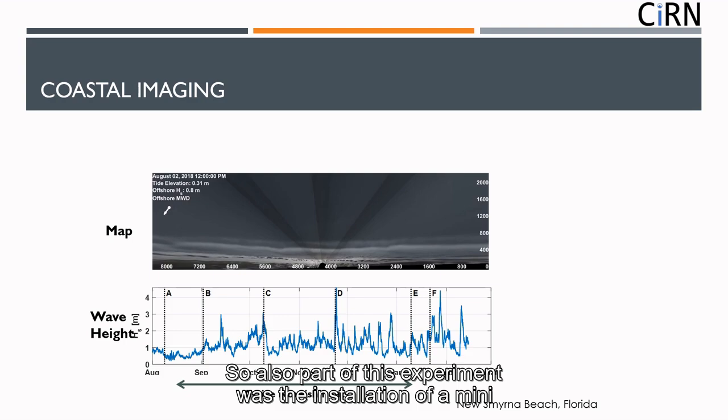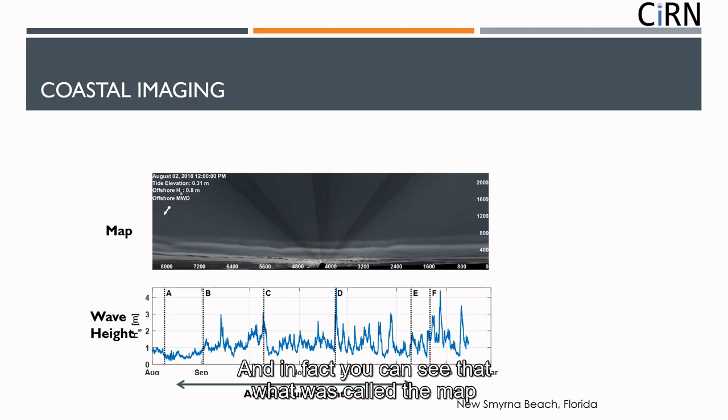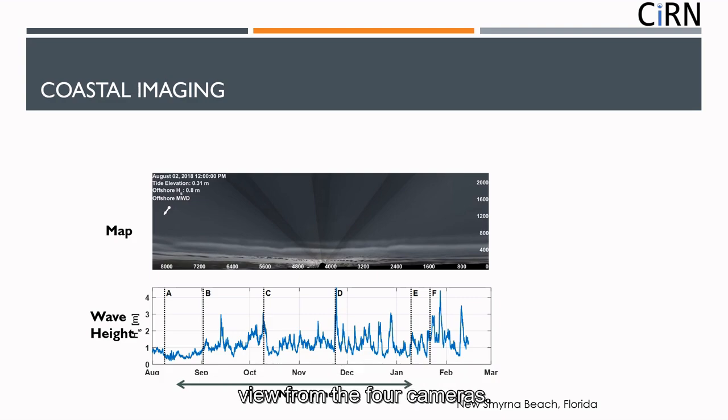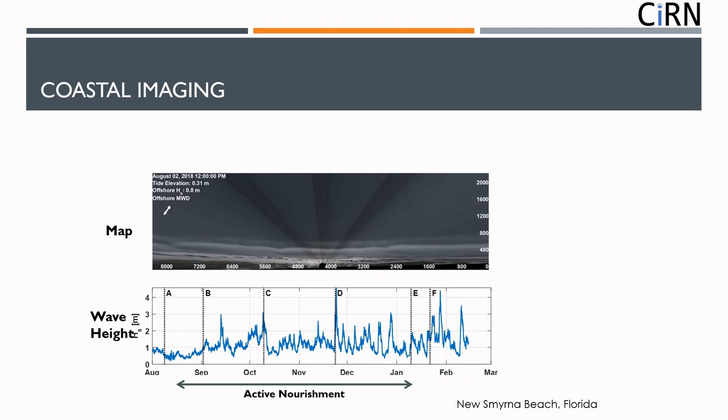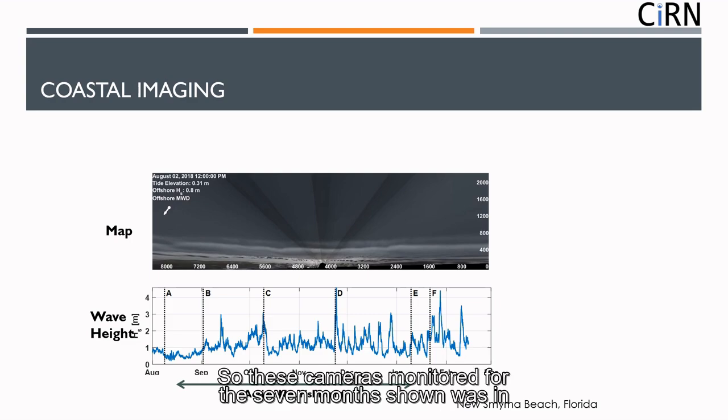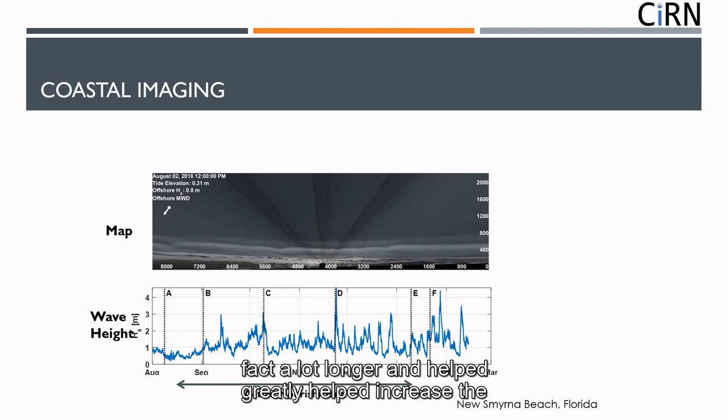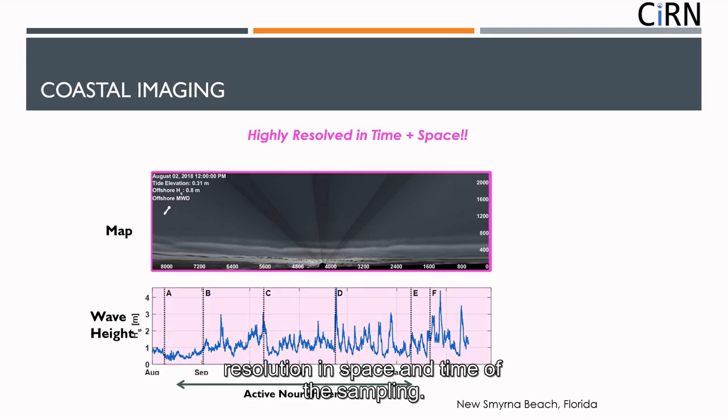So also part of this experiment was the installation of a mini Argus camera at the middle of the domain on the beach. And in fact, you can see that what was called a map previously is in fact just a merged rectified time exposure view from the 4 cameras. And you can actually roughly see the boundaries between the cameras if you look carefully. These cameras monitored for the 7 months shown, plus in fact a lot longer, and greatly helped increase the resolution in space and time of the sampling.